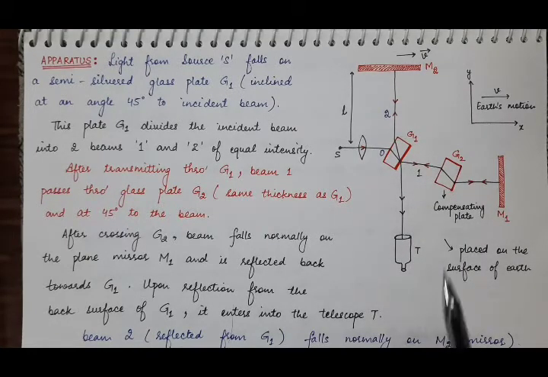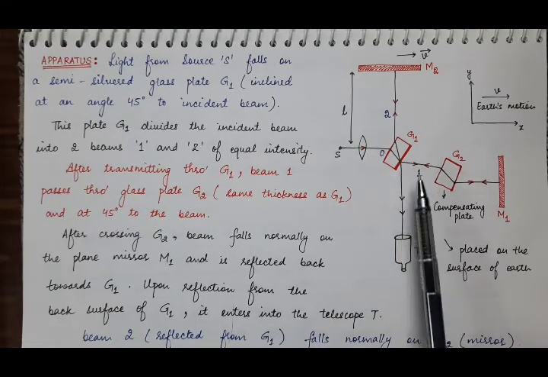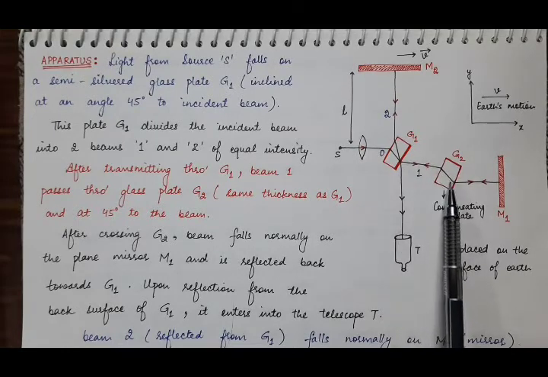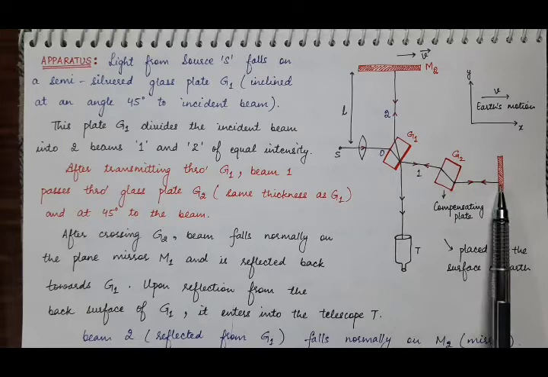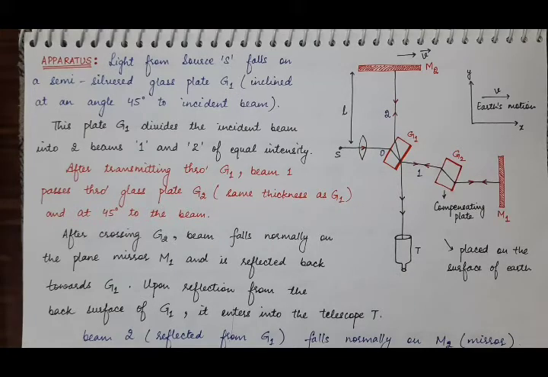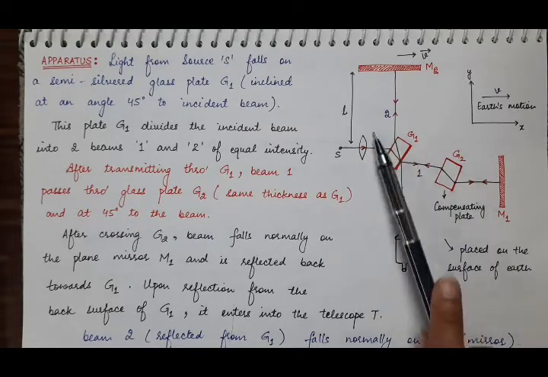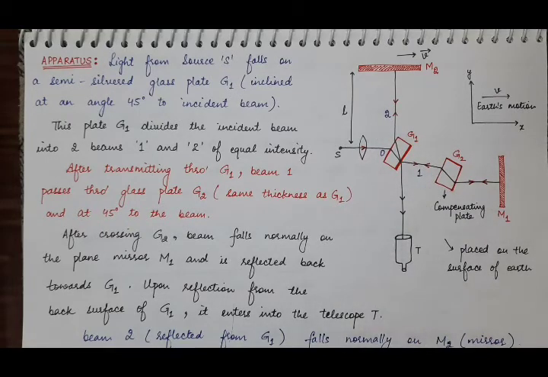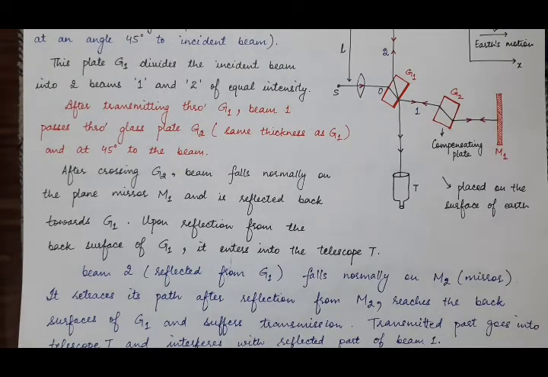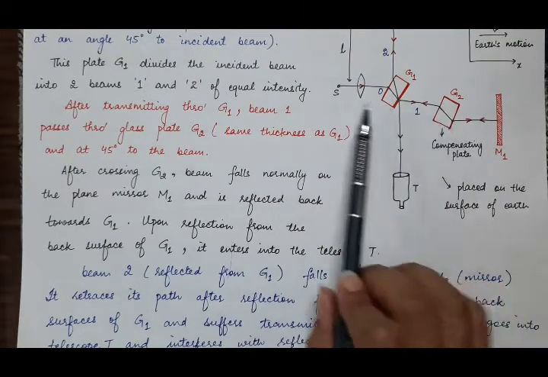Now you can see that after getting transmitted through this glass plate G1, this beam number 1 is also passing through this glass plate two times, first during this journey and second during the return journey. So this compensating plate is for making the optical path lengths of these two beams equal. Here is the theory which you can read, which I have already told you, and both of these glass plates are at an angle of 45 degrees to the incident beam.